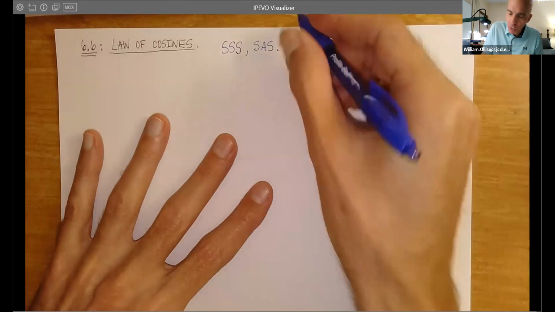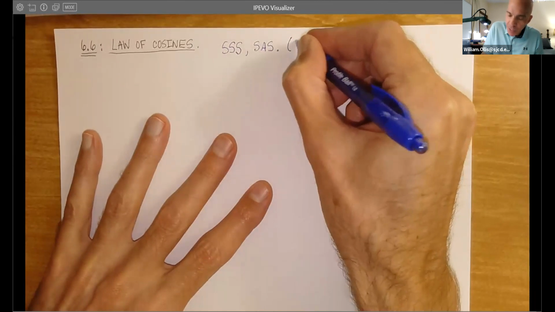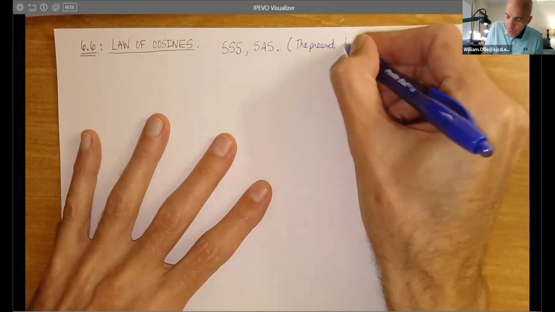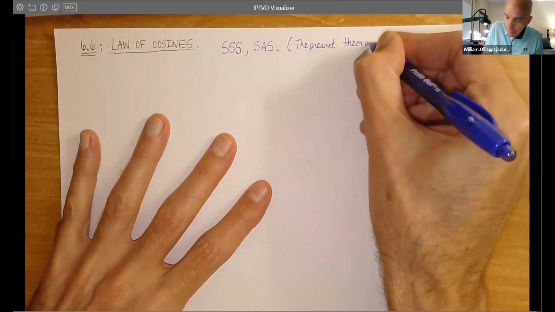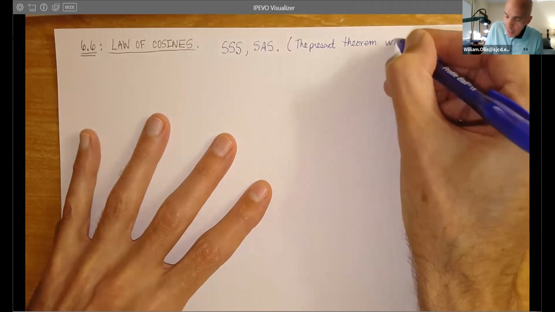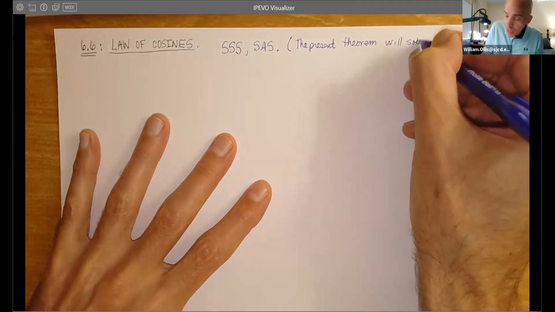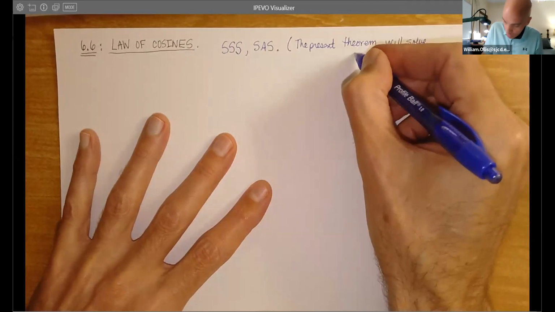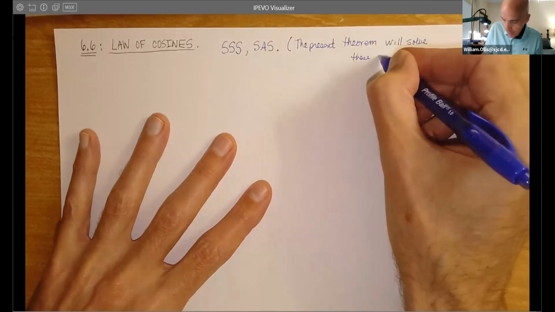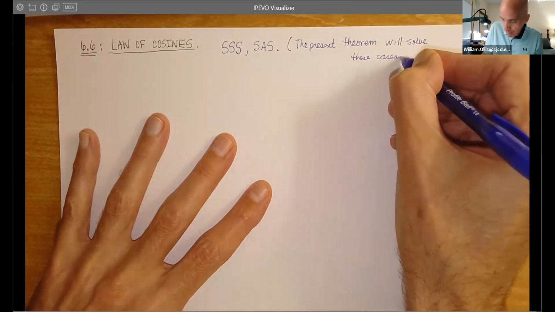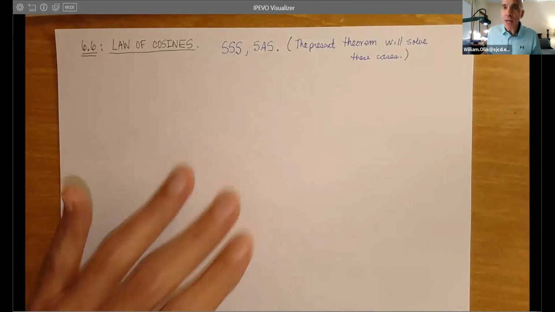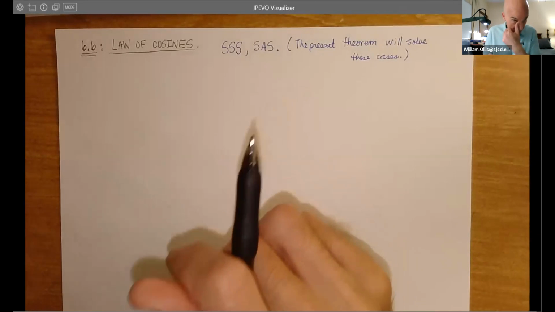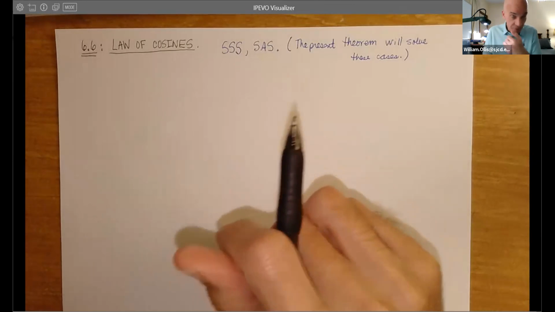We needed something new. So I'll just say the present theorem will solve these cases. And I say will solve, it just basically gets the ball rolling. Will solve these cases. We have to have some way of getting an initial computation. And let me just focus on a couple of things here.